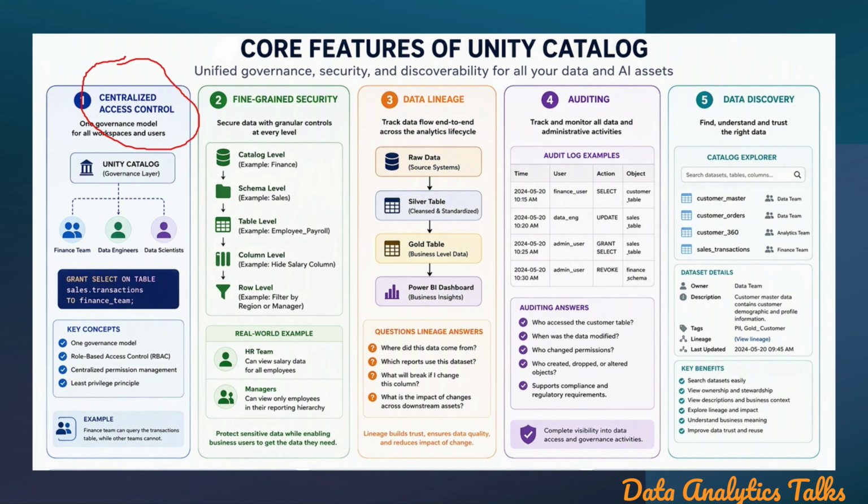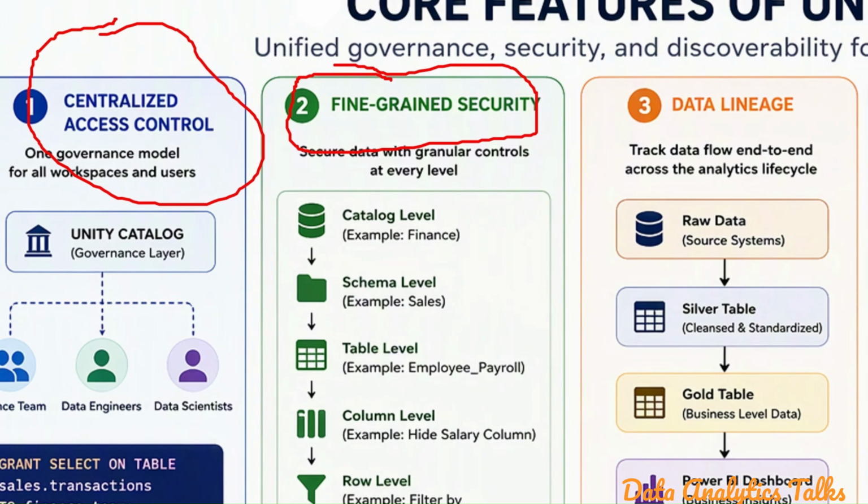Let's move on and see the next core feature of Unity Catalog. This is fine-grained security. Let's have a close look at it. It is securing data with granular controls at every level. In the architecture, we have seen the highest level is the catalog. It is a domain level. Here in our case, we have the example finance.